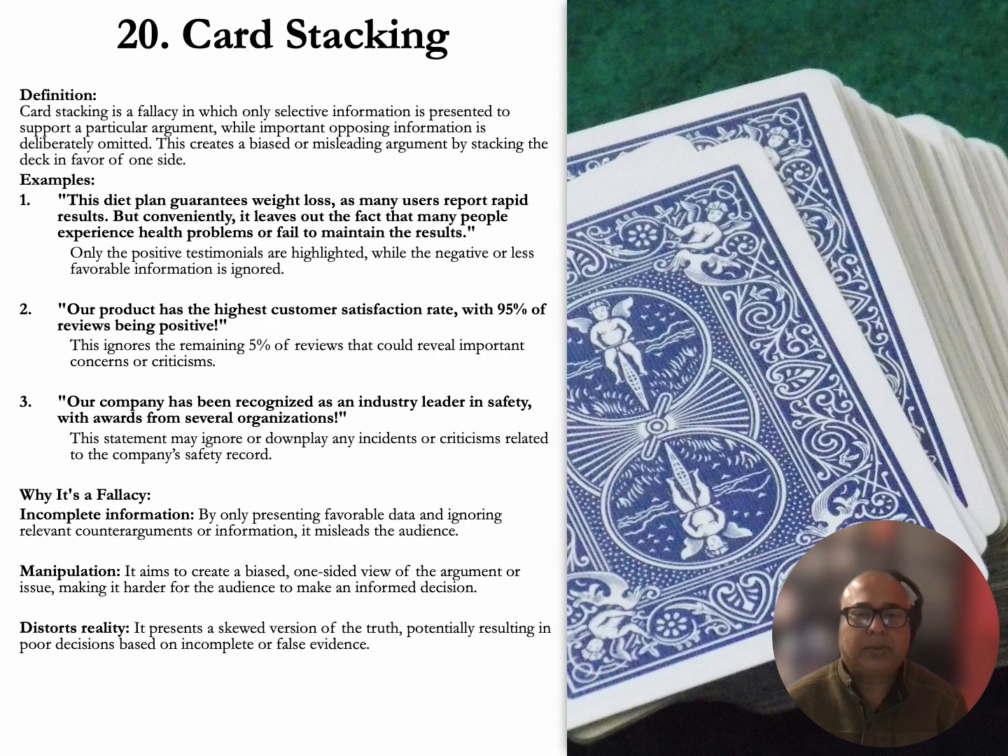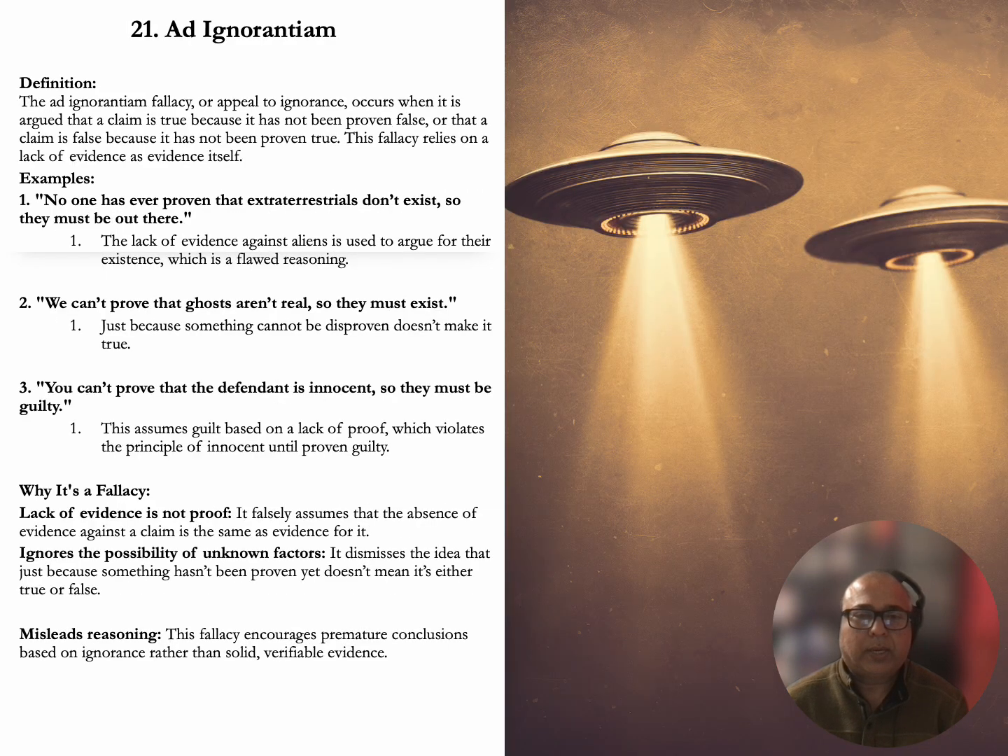You need to read and understand why it's a fallacy. Card stacking is used very frequently by politicians that tell the citizens of a country only partial truth. Card stacking. All right, number 21 is ad ignorantium. What is that? It's a fallacy that appeals to ignorance. It occurs when it's agreed that a claim is true because it has just not been proven false. Okay? Or that a claim is false because it has not been proven true.